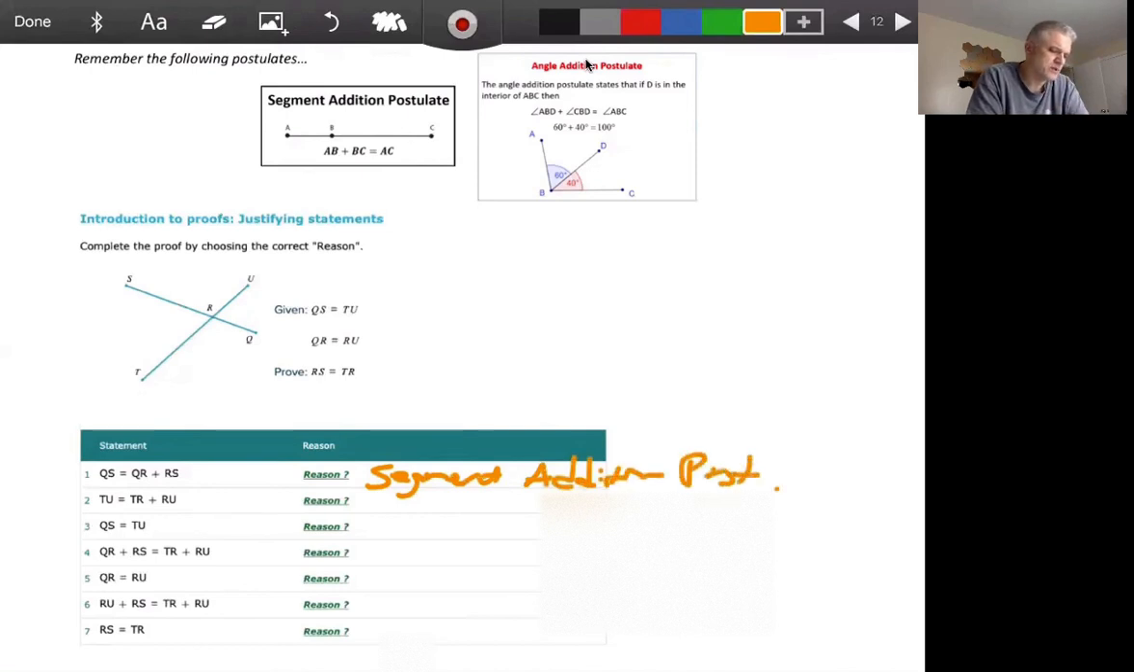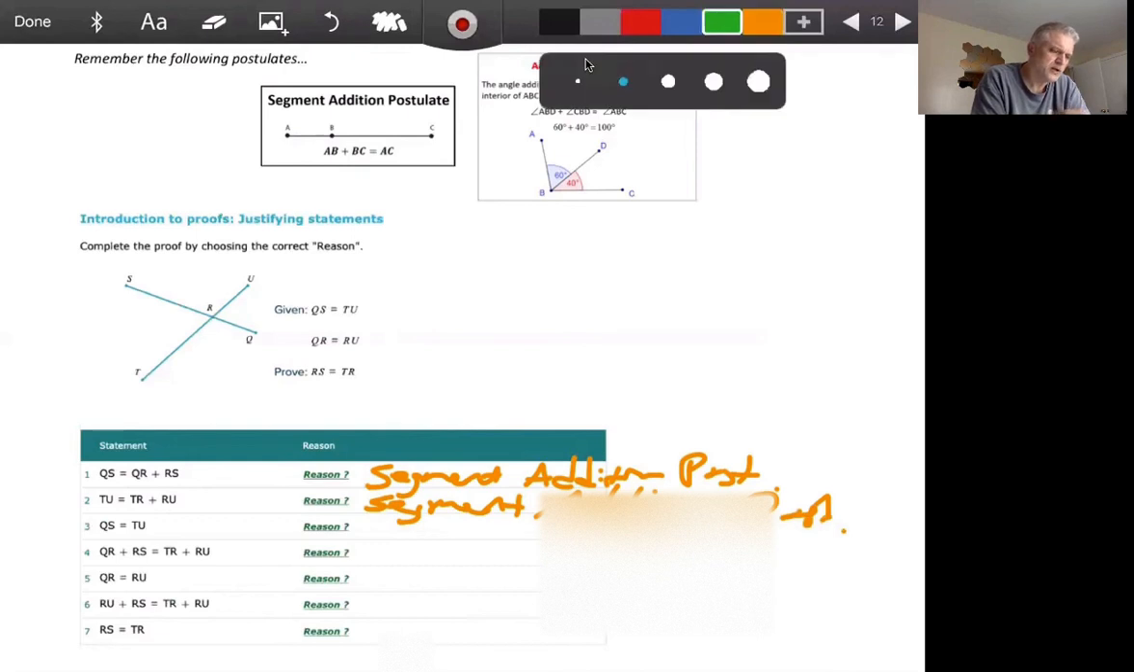Okay, right? So we've established this. Great. TU equals TR plus RU. So that looks like the same thing. TU equals TR plus RU. So that also is the segment addition postulate. Okay. So we got a couple of segment addition postulates out of our way.